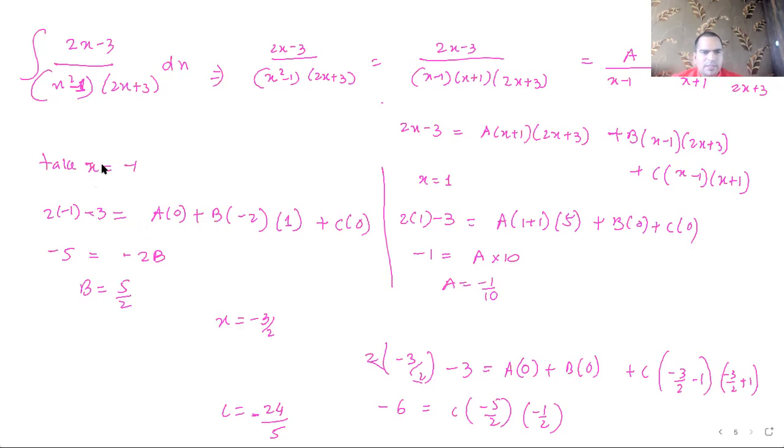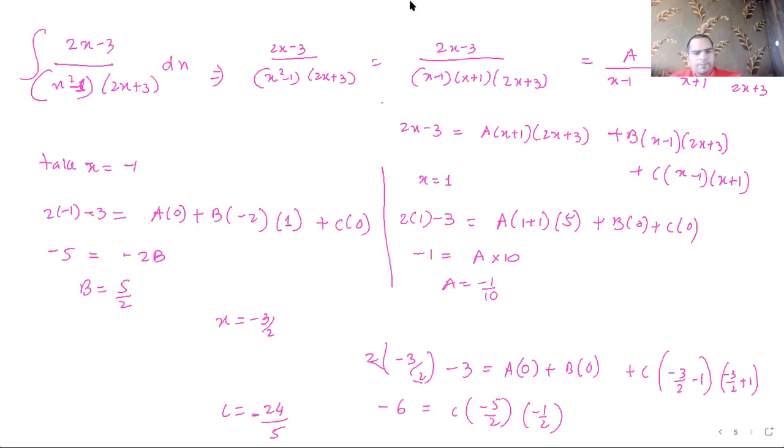Like here, if I take x as minus 1, this becomes 0, this becomes 0. So you get the value of b as positive 5 over 2. Then similarly, if I plug x as 1 here, this becomes 0, this becomes 0, so you get the value of a as negative 1 over 10. And then you can find out the value of c also, by plugging x as negative 3 over 2.